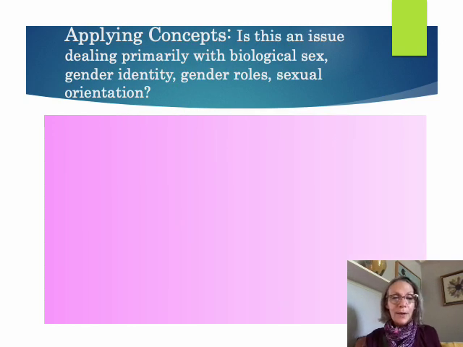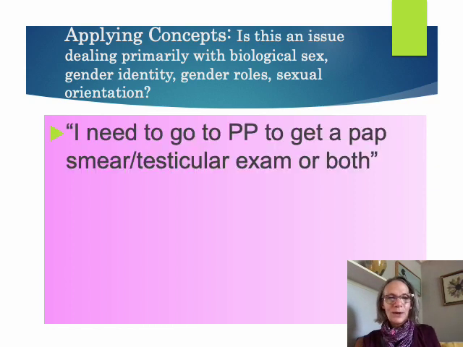Okay, so let's apply the concepts that we have been learning about: biological sex, gender identity, gender roles, and sexual orientation. Look at these statements and ask yourself, which of those categories does this statement deal with? I need to go to Planned Parenthood to get a pap smear or a testicular exam, or both. Keep in mind, a pap smear is when you get your cervix checked to see if it's healthy or not. So does that deal with biological sex, gender identity, gender roles, or sexual orientation?